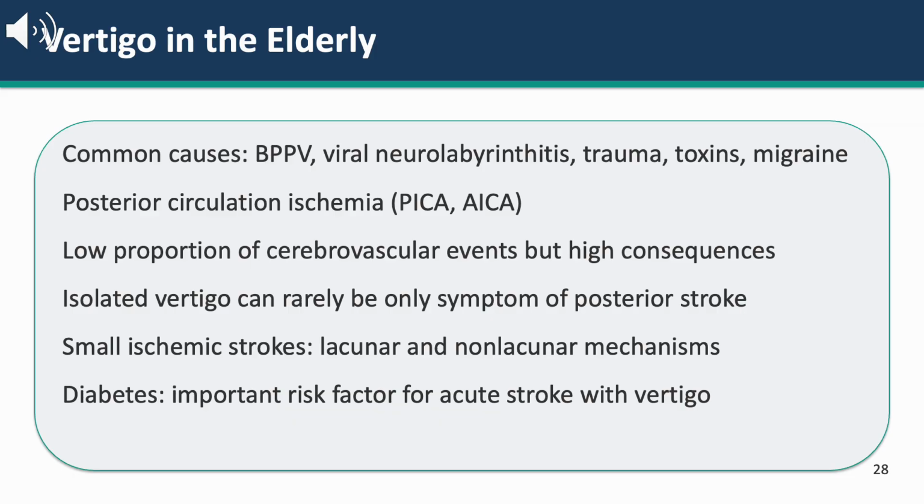The proportion of elderly patients with cerebrovascular events among those presenting with dizziness is low, but a thorough evaluation is warranted because the consequences of missing a stroke can be severe. Isolated vertigo can rarely be the only initial symptom in patients with an acute posterior circulation ischemic stroke or hemorrhage, and this can even more rarely mimic peripheral vertigo. Small ischemic strokes presenting with severe vertigo may be caused by lacunar and non-lacunar mechanisms. Diabetes appears to be an important risk factor for acute stroke in patients presenting to an emergency room with acute persistent vertigo.